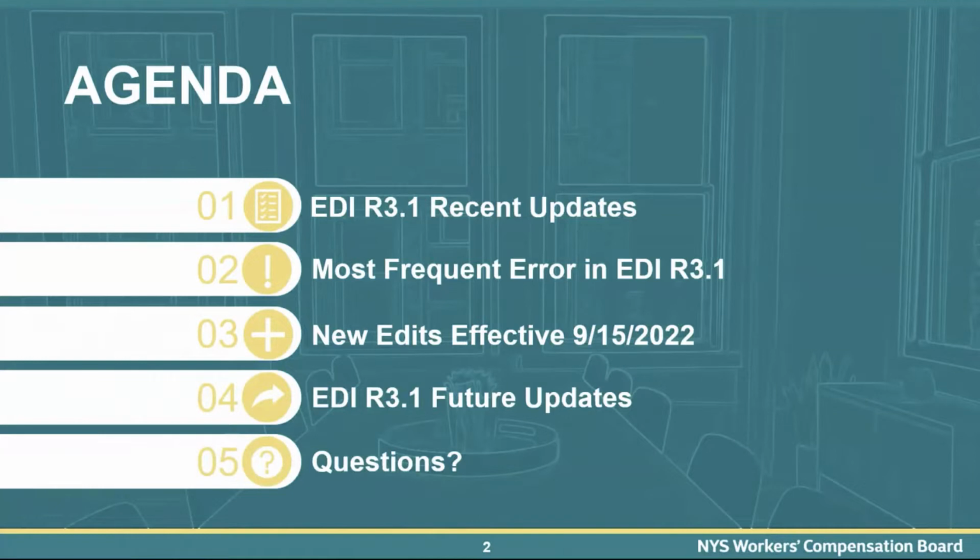So for today's webinar, we'll be going over the following agenda items: the recent updates for Release 3.1, the most frequent error we've seen in 3.1, going over the new edits that will become effective on September 15th of this year. And we'll also discuss future updates, and then finally, with the time that we have left, go over any questions that you may have submitted.